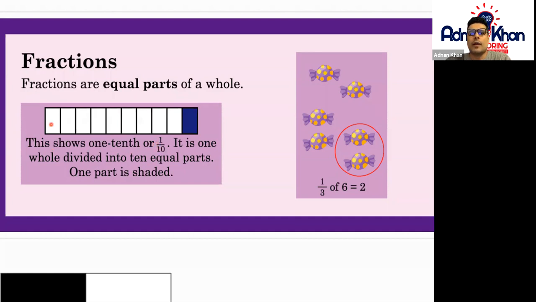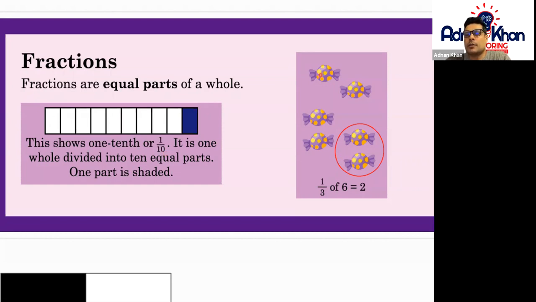So we have 1, 2, 3, 4, 5, 6, 7, 8, 9, 10 rectangular boxes here. And one of the rectangular boxes is shaded blue, which means 1/10 of the fraction is shaded blue. And we write 1/10 like this as a fraction. So 1 goes at the top over 10, which means the total number of boxes. We have another example here on the right hand side.